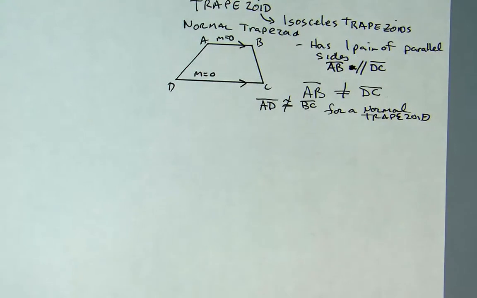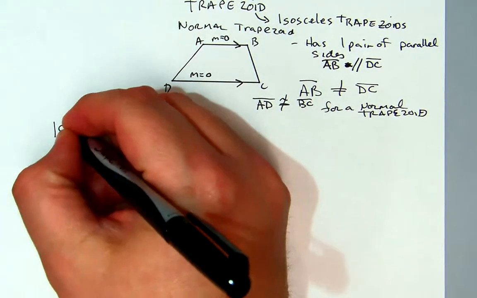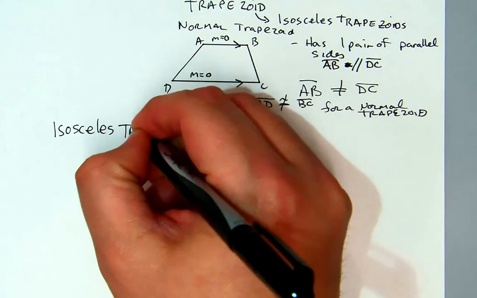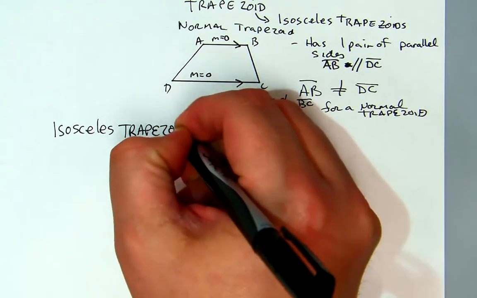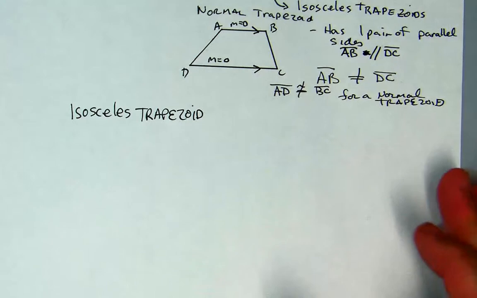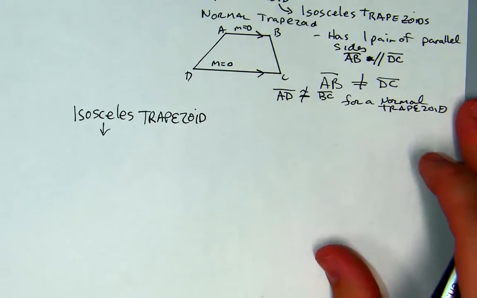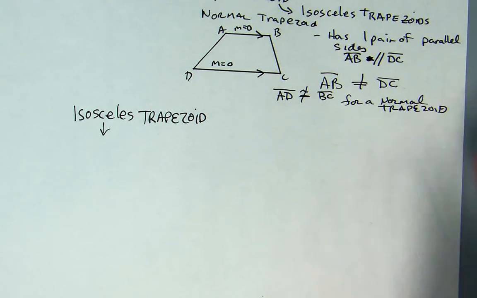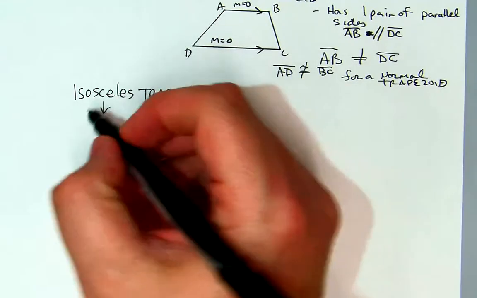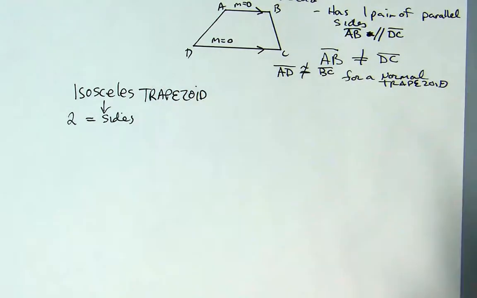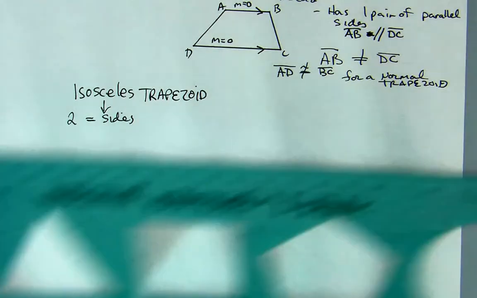Now, I'm going to go ahead and go for the isosceles trapezoid. What do you think, just from the name, is going to happen when we deal with an isosceles trapezoid? Isosceles triangles have what? Two equal sides. So an isosceles trapezoid is going to have two equal sides. And that's going to make it a special version of the trapezoid.